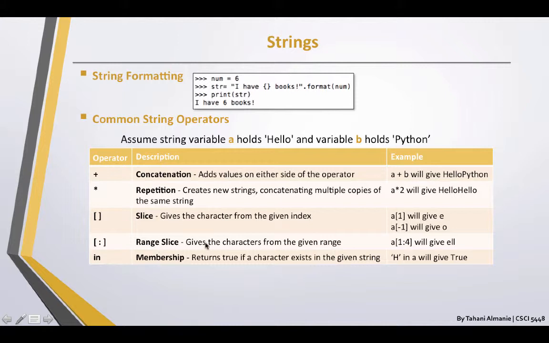The range slice gives the characters from the given range. For example here, 1 to 4 will give you ELL. The way slices work in Python, they don't actually return the last element. So here, the fourth index will not be returned. And in for membership, that checks if a character exists or not in a string.